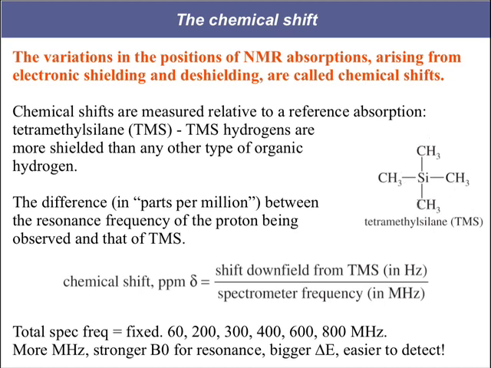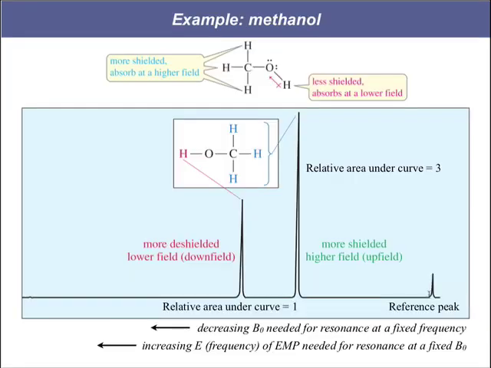So what you'll typically do is put a tiny drop of TMS into your sample before you take an NMR spectrum of it, and then your peaks will show up alongside the TMS peak. Since we know exactly where TMS should show up, everything else is measured relative to that TMS peak. We're going to say how far downfield in ppm our signals are from TMS.